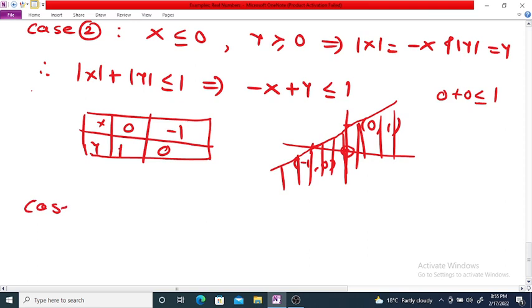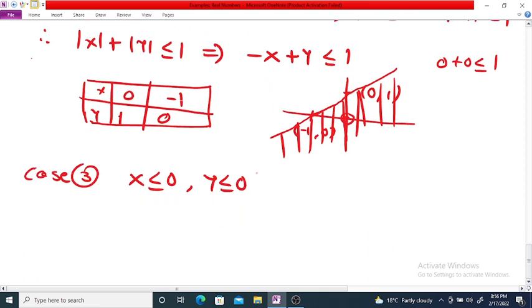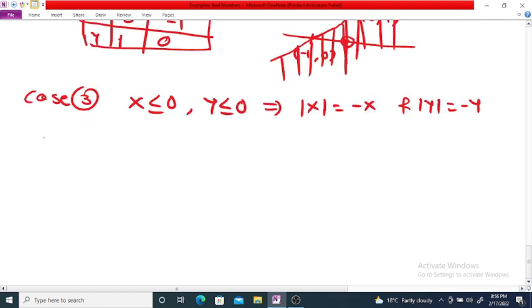Now case number 3, if x less than or equal to 0 and y less than or equal to 0, that is (x, y) lie in the third quadrant, then |x| is equal to minus x and |y| is equal to minus y. So |x| + |y| less than or equal to 1 implies minus x minus y less than or equal to 1.